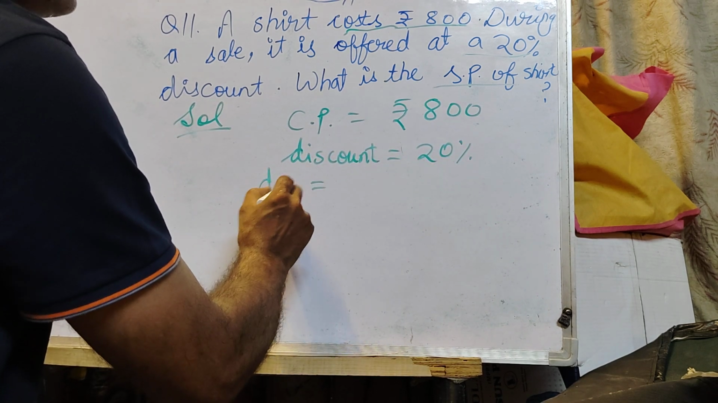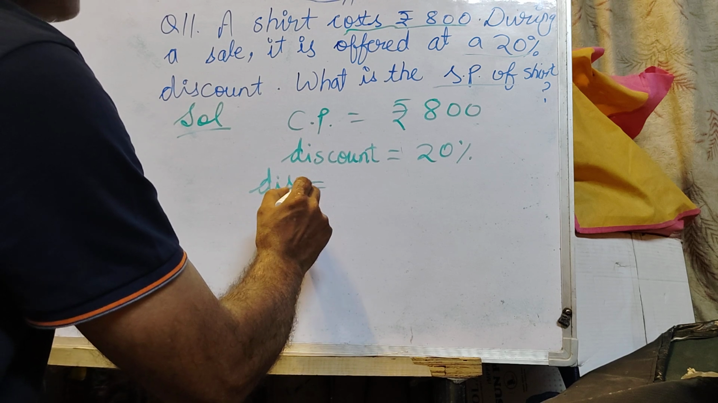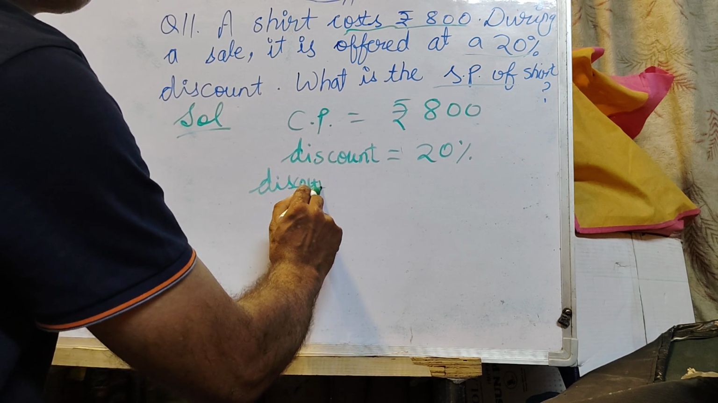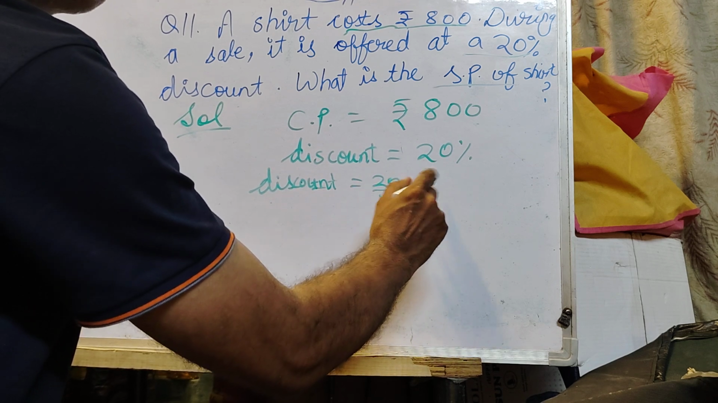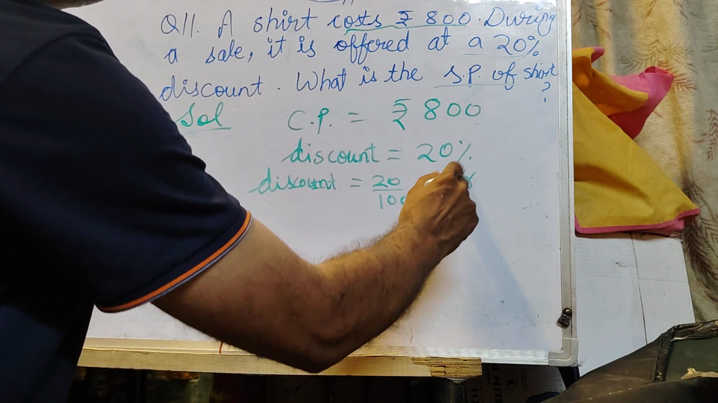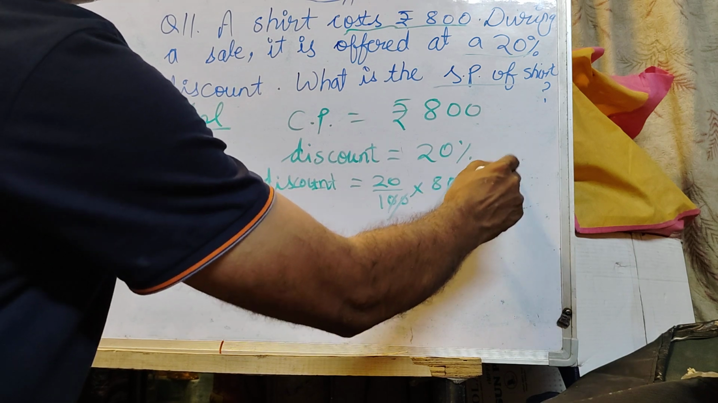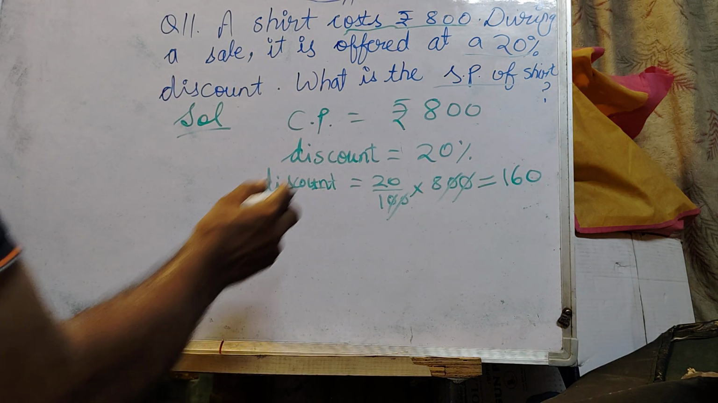So discount is 20% of 800. It is nothing but 160. This 160 is the discount. Yes, 160 is the discount.